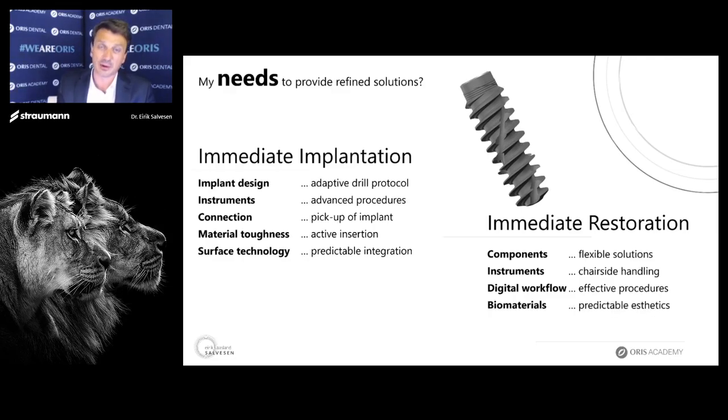Biomaterials, looking away then from the implant itself as a biomaterial, we also need these biomaterials to predictably achieve the aesthetic result we need, because we know that these biological results of extracting a tooth happen. So reduction of the buccal bone happens. We need to have something that actually limits the aesthetic consequences of these natural actions.